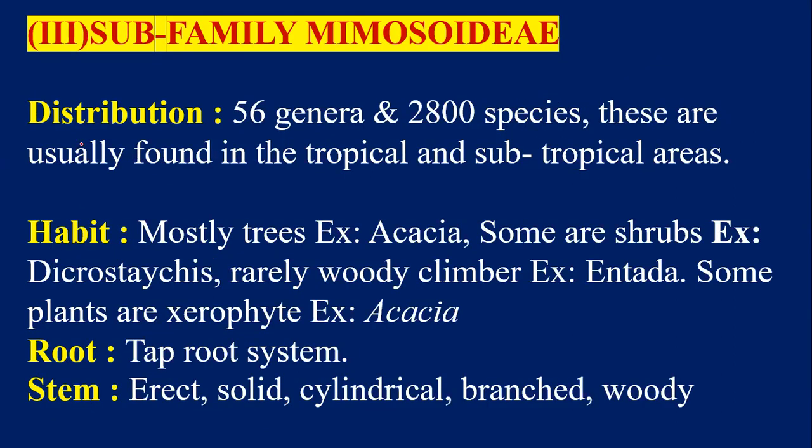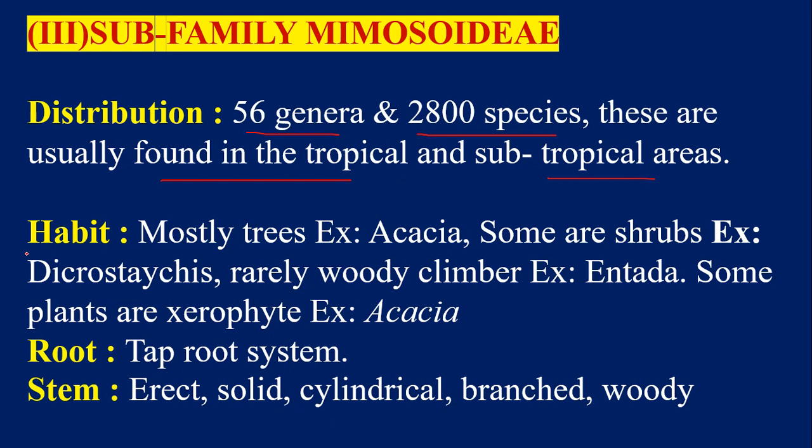First, where are these plant species distributed? How many genera and how many species are there in the subfamily Mimosoideae? See the slide. 56 genera are classified under the Mimosoideae subfamily, and there are 2,800 species. So, 56 genera and 2,800 species. These are usually found in tropical and subtropical areas. Mostly these family members are seen in tropical and subtropical regions.